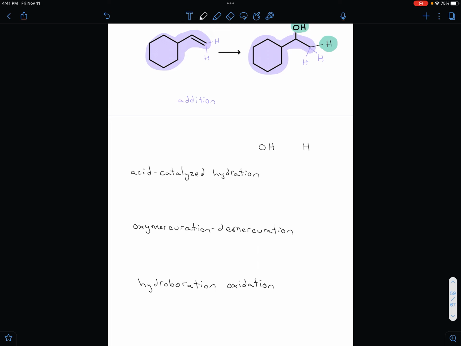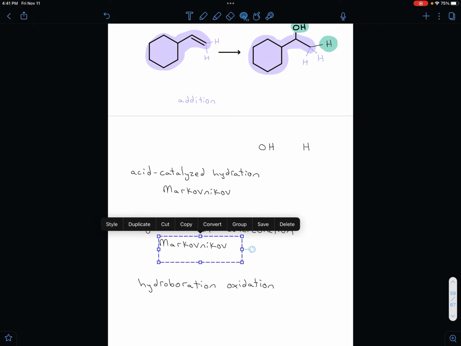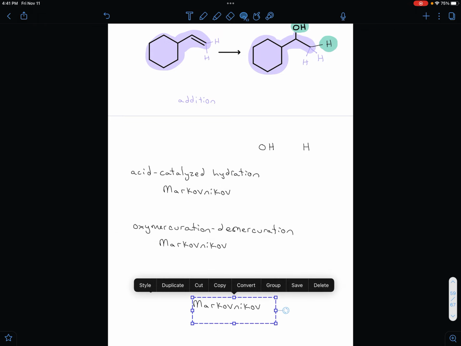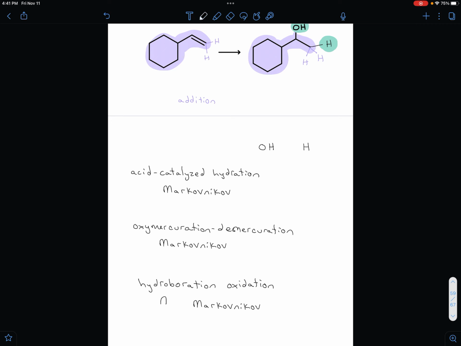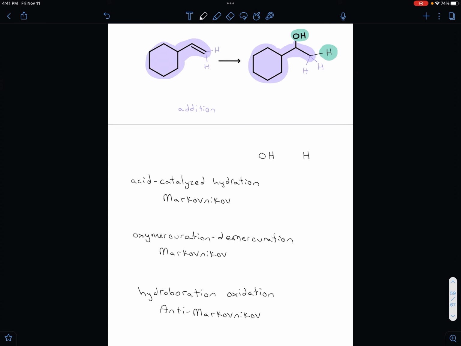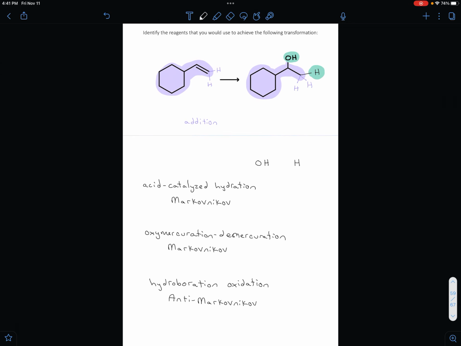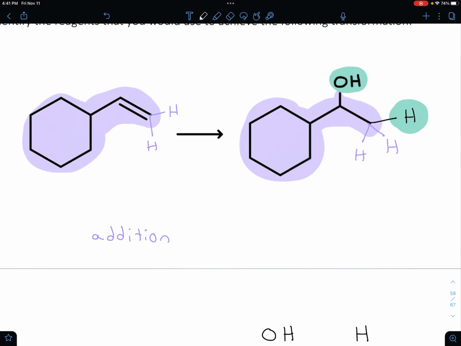So for example, acid-catalyzed hydration adds H and OH in a Markovnikov way. So does oxymercuration-demercuration. But hydroboration oxidation adds H and OH in an anti-Markovnikov way. So what did we do here? Was the H and the OH added in a Markovnikov way or in an anti-Markovnikov way?